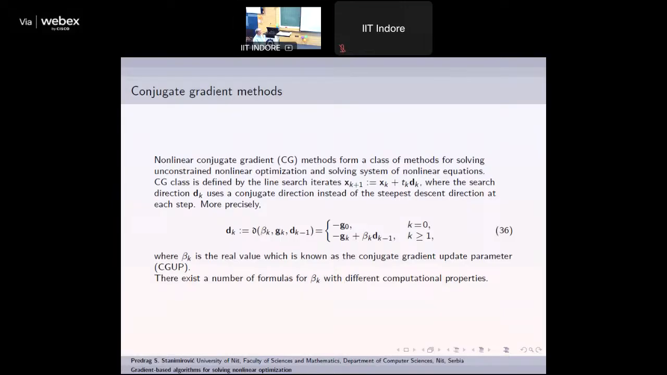And finally, I will only mention the possibility of using conjugate gradient methods. Conjugate gradient methods use the gradient at the current point, but also use information from the previous direction.